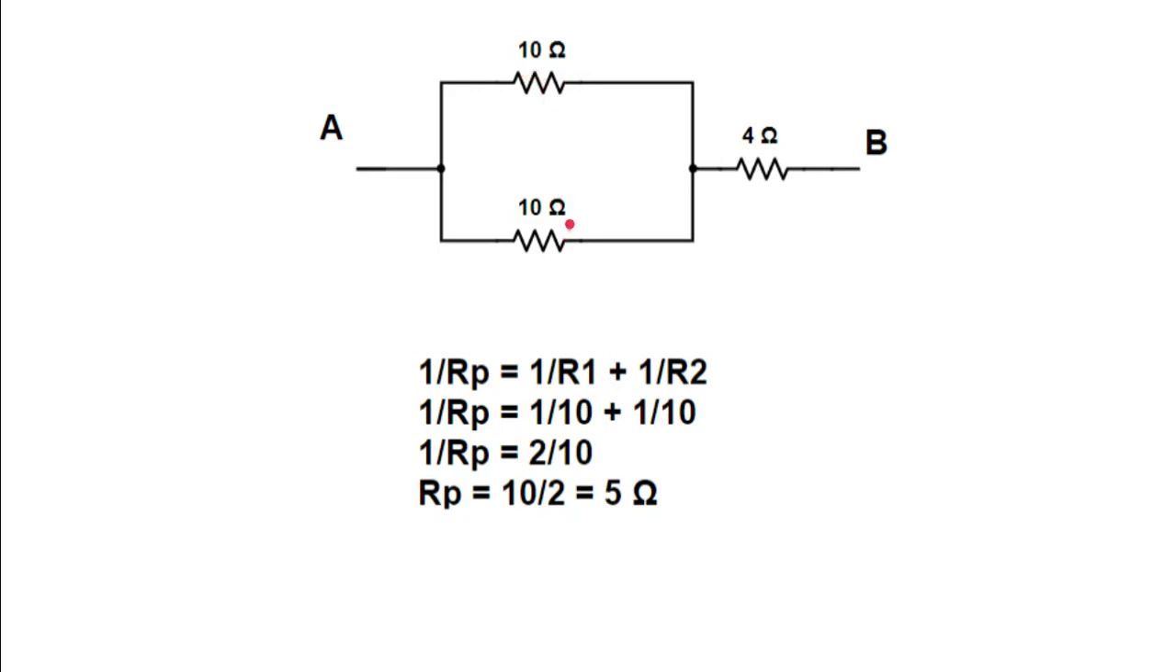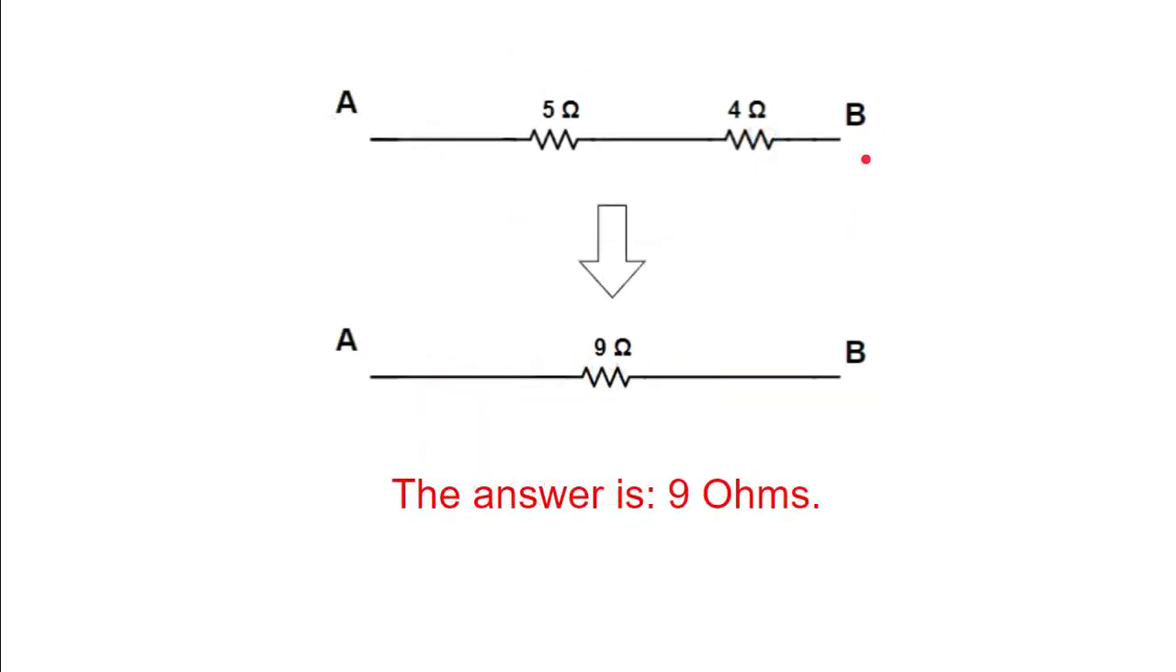So you have two resistors in parallel. You take any of the resistor values in that parallel circuit, divide by 2, and that's your parallel resistance, which is 5 ohms. And so that leads us to this here, which is a 5 ohm resistor in series with a 4 ohm resistor, and of course, that equals 9 ohms. And that's the answer to the problem: 9 ohms.